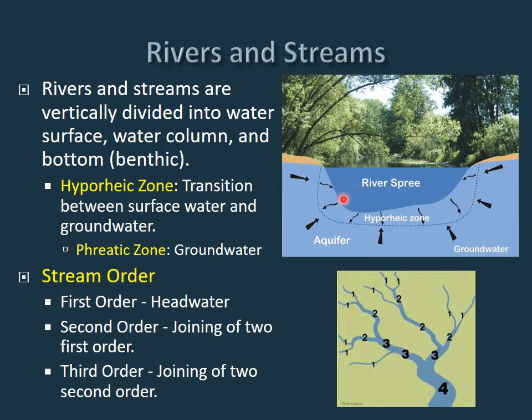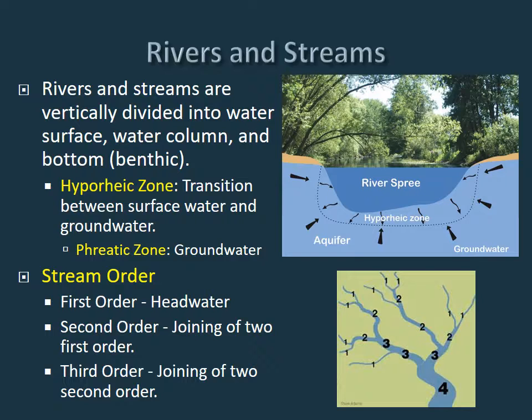The hyporheic zone is the transition between the surface water and the groundwater. So that's where water is moving from the river into the groundwater. And then the phreatic zone is the groundwater. And an aquifer is just a large area of groundwater.